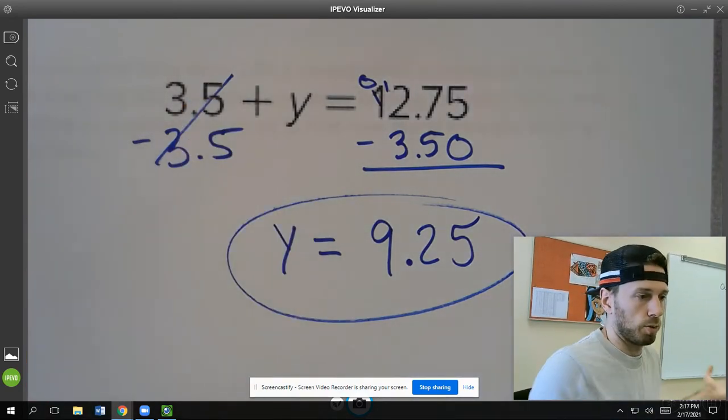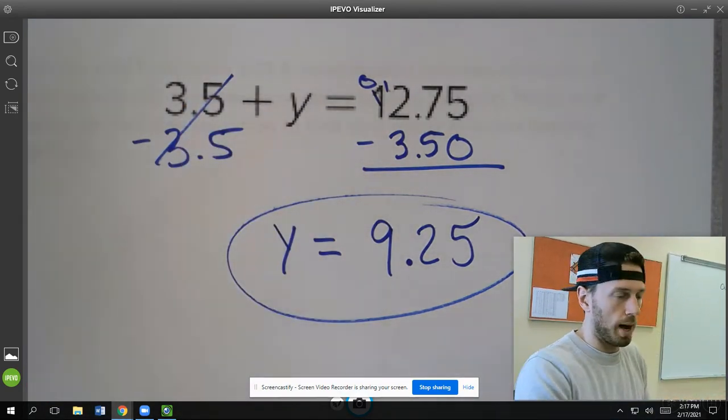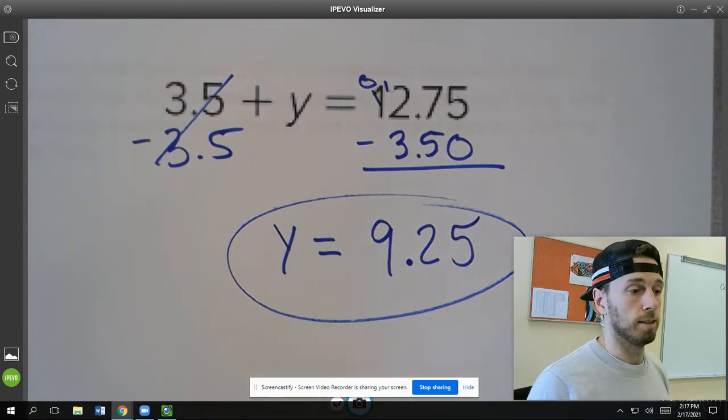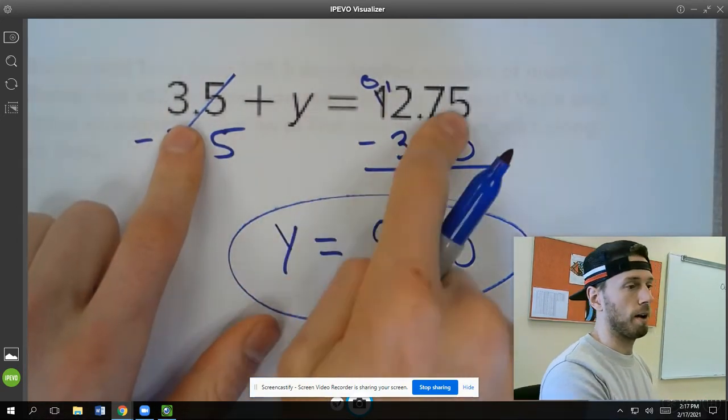All you had to do was subtract 3.5 from both sides of the equation, and it literally tells you that y is equal to 9.25. And it is. 9.25, if you put it in here, plus 3.5 will give you that.